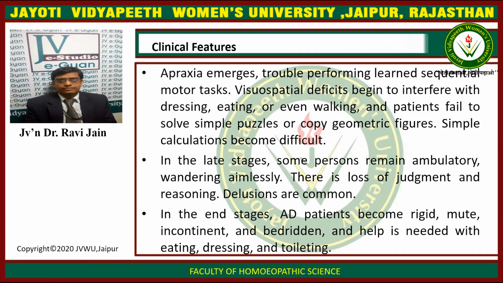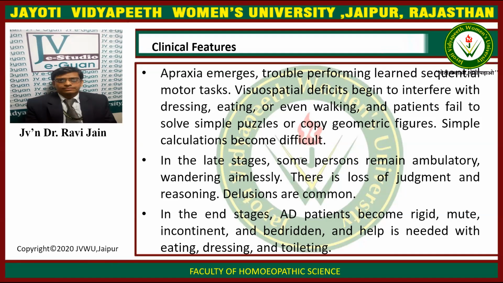In the later stages, some persons remain ambulant. Some people keep moving around aimlessly in the later stages. He will go outside, forget what he went to get, keep wandering, and forget the way home. He keeps on wandering aimlessly, and there is loss of judgment and reasoning. So he cannot judge or reason. Delusions are very common.